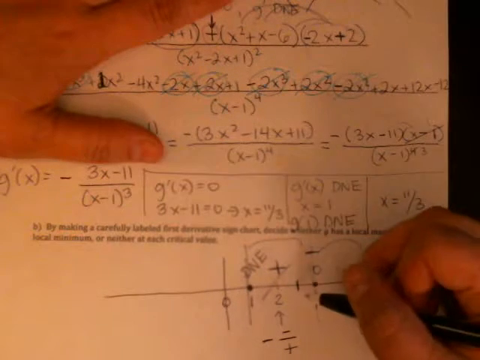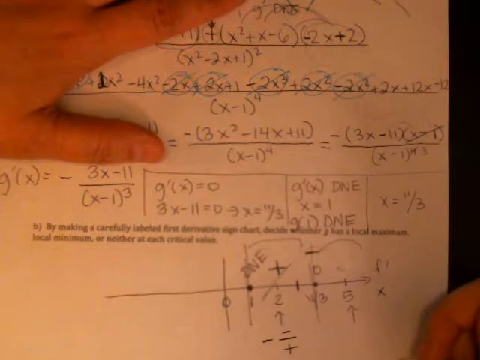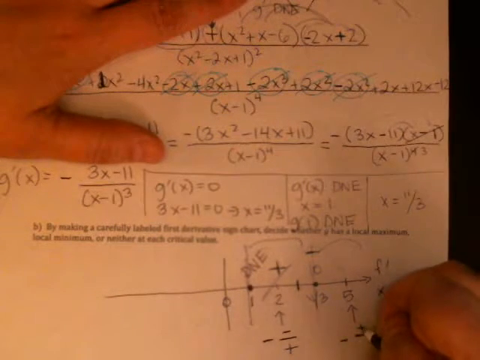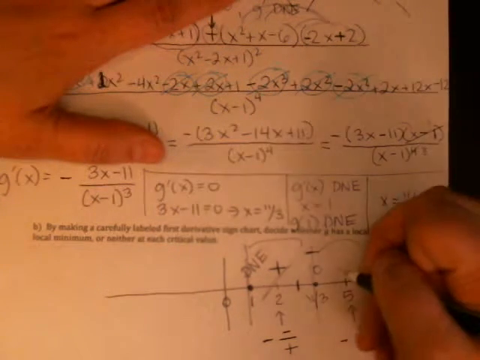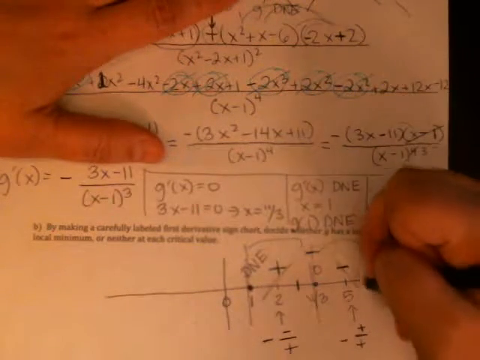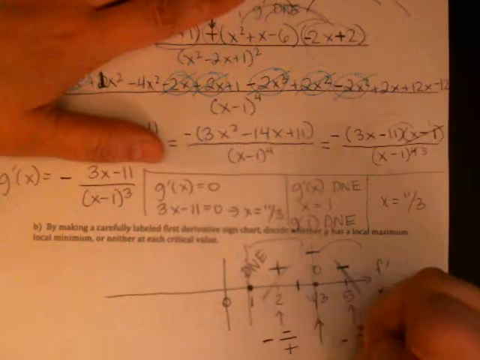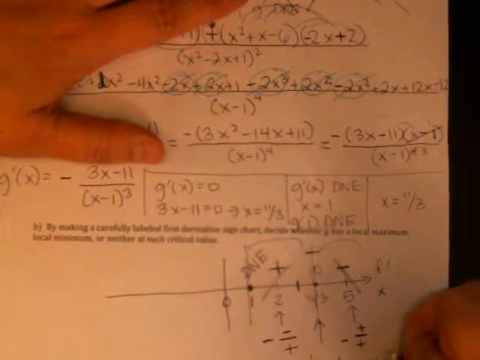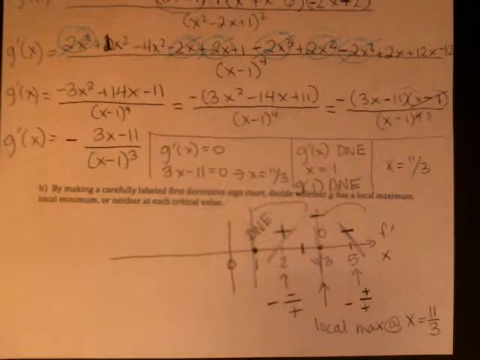And then if I go on this side, 4 would work, I'm going to go out to 5, give myself a little room to write. If I plug in 5, I have the negative out in front, and then I get 15 minus 11, which is positive. You can write down 4 if you want. And then 5 minus 1 is 4, cubed is positive for sure. So that's going to end up being negative, which means my function then decreases. So what this is telling me is that at the critical value, there is a local max. So local max at x equals 11/3. Okay, so there's my first derivative test.